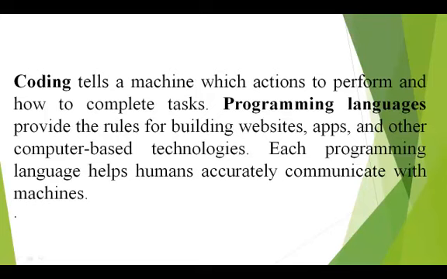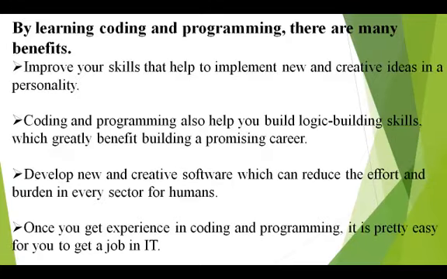So what is coding and programming? Coding tells a machine which actions to perform and how to complete tasks. Programming languages provide the rules for building websites, applications, and other computer-based technologies. Each programming language helps humans accurately communicate with machines.